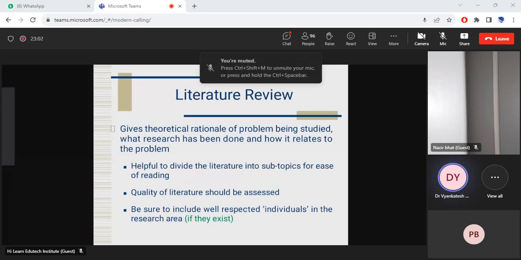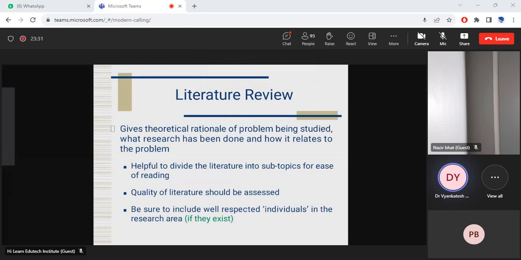What does that make sense of? That the article doesn't get cited, and that citation is not a reputed one. So the quality of literature should definitely be assessed. Whenever you are dealing with it, deal with quality material like Elsevier and Scopus. That makes sense: you are using quality material, and that makes you a qualitative researcher in your field.